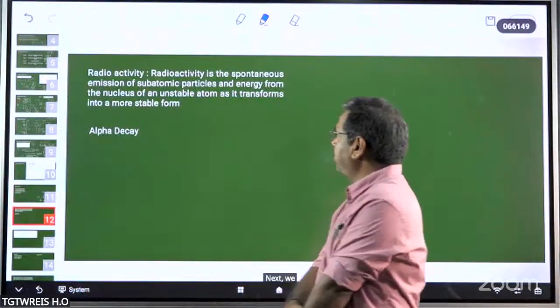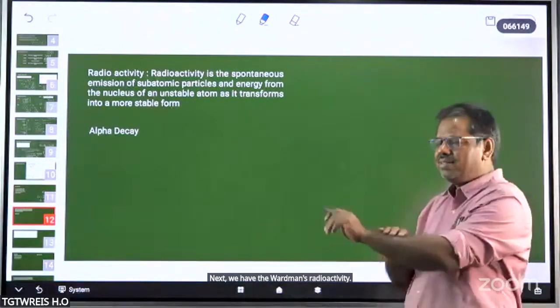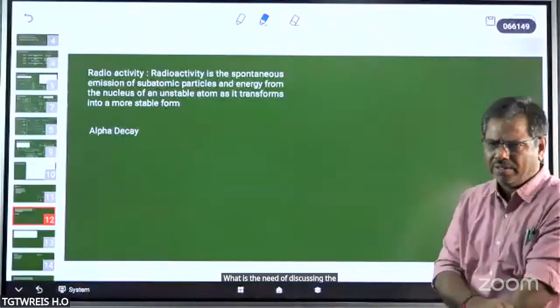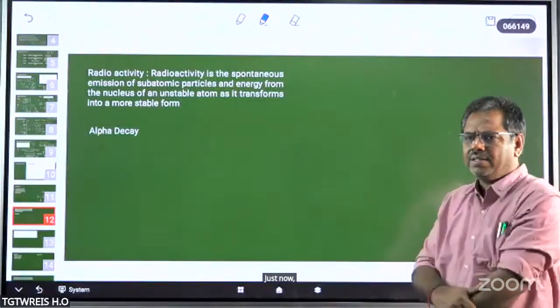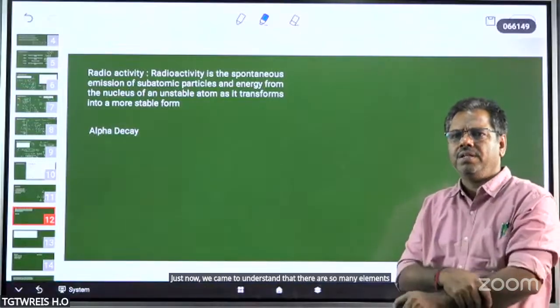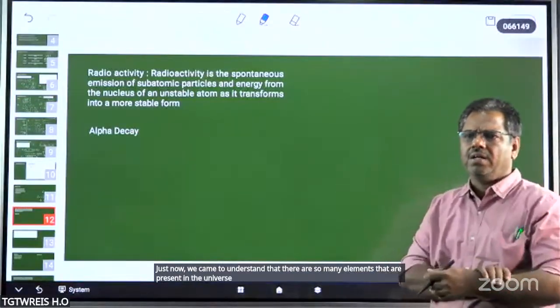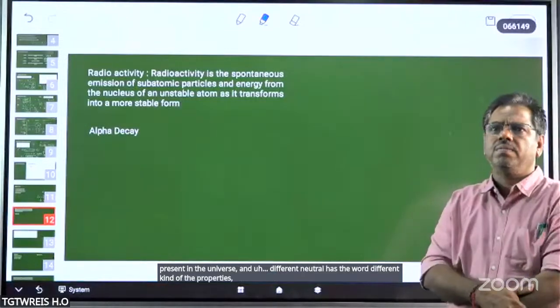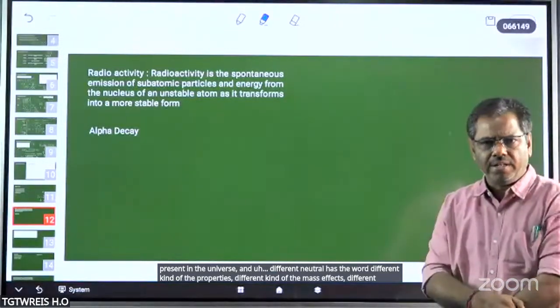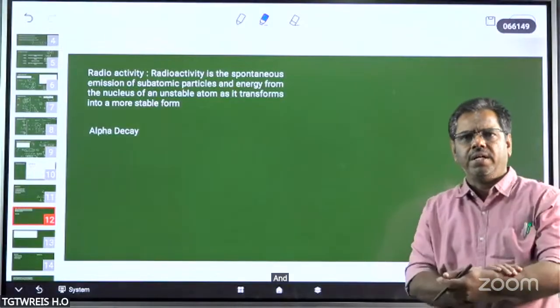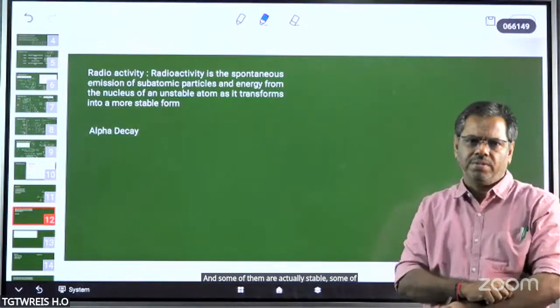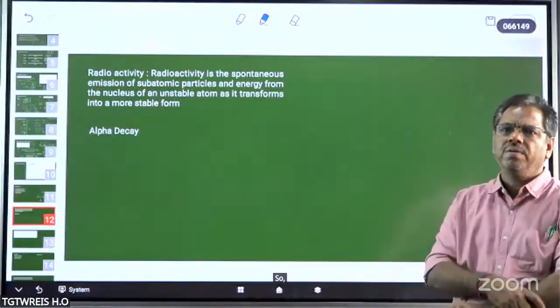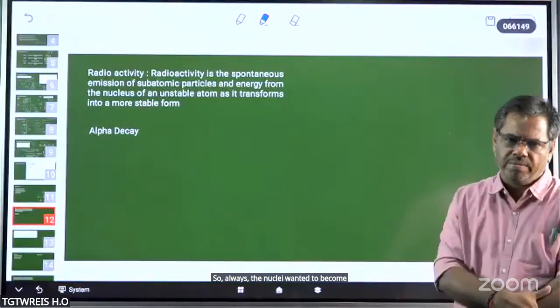Next, we have radioactivity. What is the need of discussing radioactivity? Just now we came to understand that there are so many elements present in the universe, and different nuclei have different kinds of properties, different mass effects, different binding energies, and some of them are stable, some of them are unstable. So the nuclei always want to become a stable one.